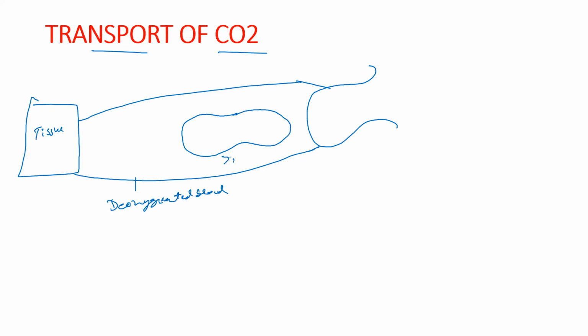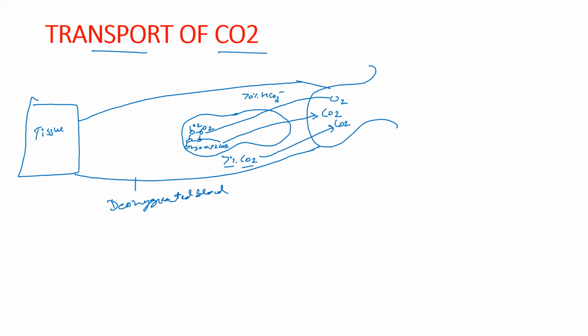In deoxygenated blood, CO2 is present in three forms. First, 7% CO2 is dissolved in plasma. The rest 70% is in the form of bicarbonate ion in plasma, and 20 to 25% CO2 is attached to the hemoglobin. First, this 7% CO2 which is dissolved in plasma diffuses out in alveoli. Then this CO2 which is attached to the hemoglobin diffuses out to the alveoli. Why? Because oxygen from alveoli enters inside the RBC and attaches to the hemoglobin. So hemoglobin loses carbon dioxide.